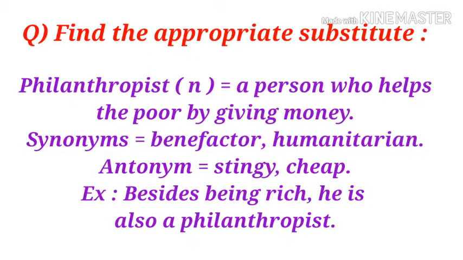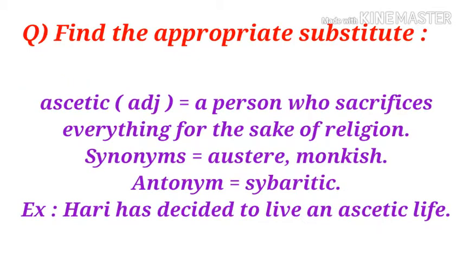That means there are some persons who don't like to give money or donate money. That is known as stingy. So the word is philanthropist. It is a very simple word. We can understand it and get to know this meaning very clearly. It is a person who helps the poor by giving his money. So this is a philanthropist. For example, besides being rich, he is also a philanthropist. That means he is not only rich, but also he has the quality of a philanthropist. Clear? Very easy.